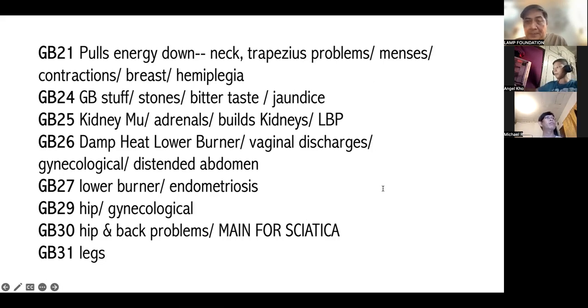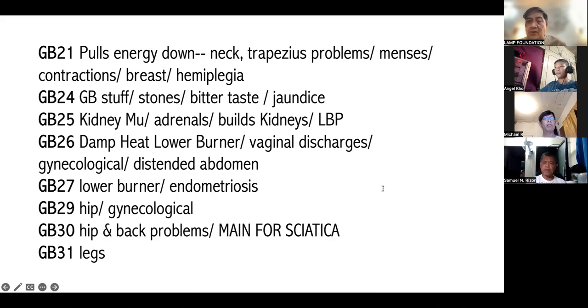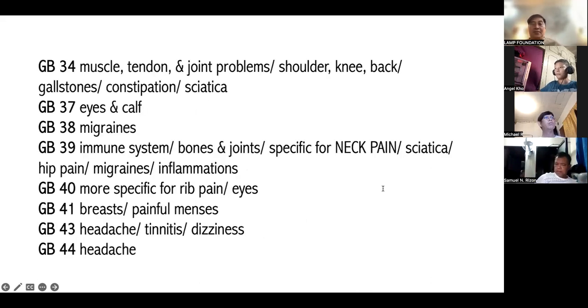GB29 for the hip, so the patient should be lying down. And GB30, the main point for sciatica. If you have patients with sciatica, you have to learn how to needle GB30. GB31 for the legs. There's a technique for locating it. GB34 for muscle. We know this, the influential point of the tendons, right? Muscle, tendon, and joint problems, shoulder, knee, back, gallstones. Okay. GB37, eyes and cough. GB38, migraines. GB39, immune system.